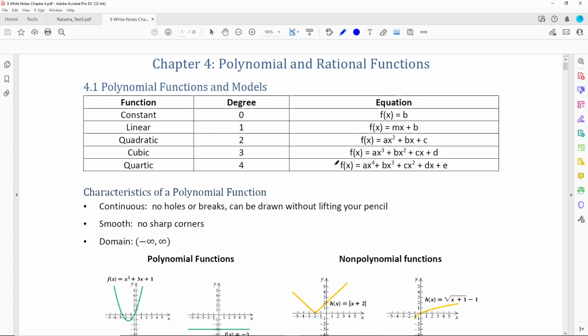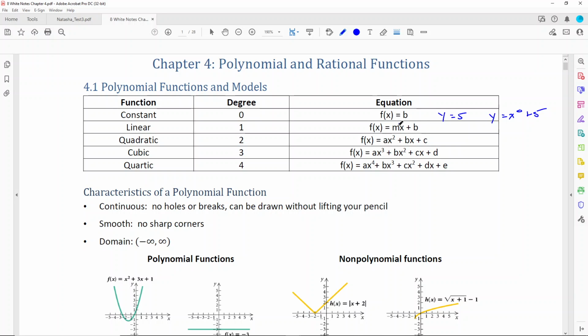Well, it has a degree that is a whole number. So it can have a degree of 0, 1, 2, 3, 4, and so on. When you have a degree of 0, it'll be something like y equals 5. So y equals 5 is a degree of 0 because the exponent on the x is a 0, right? So you end up with just y equals 5, and that is a constant function.